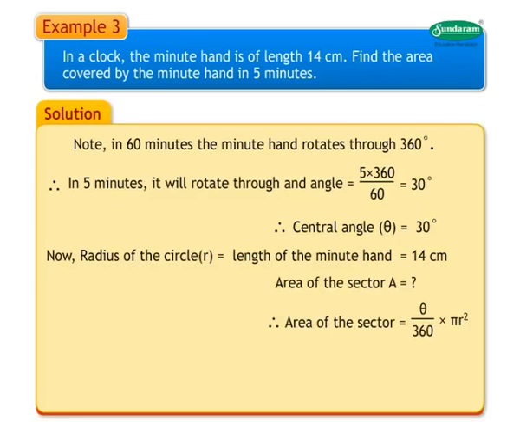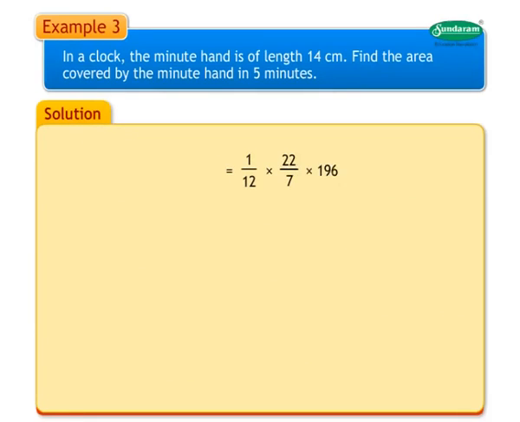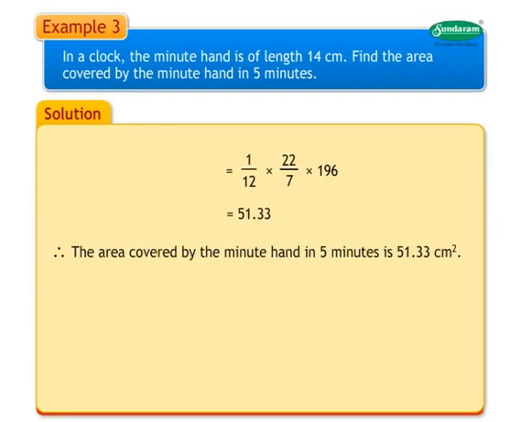Therefore, area of the sector is equal to theta upon 360 into pi into r square. By substituting the given values, we get area of the given sector A is equal to 30 upon 360 into 22 upon 7 into 14 square, is equal to 1 upon 12 into 22 upon 7 into 196, is equal to 51.33. Therefore, the area covered by the minute hand in 5 minutes is 51.33 square centimeters.